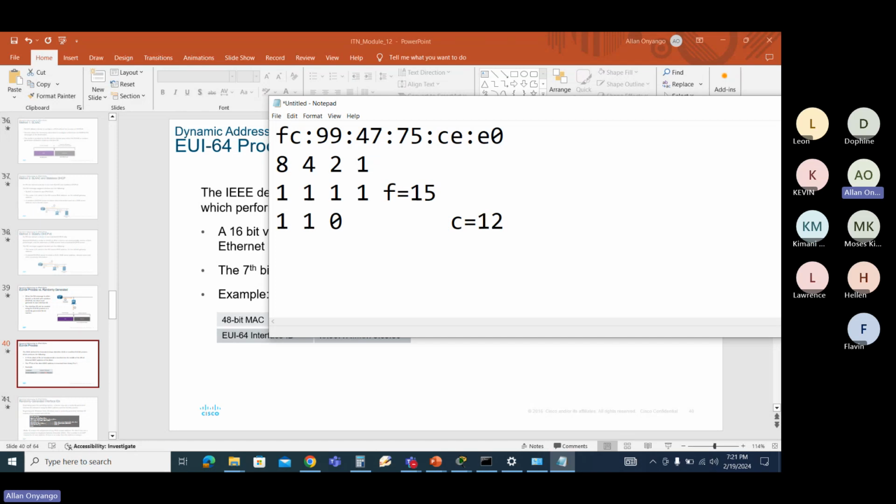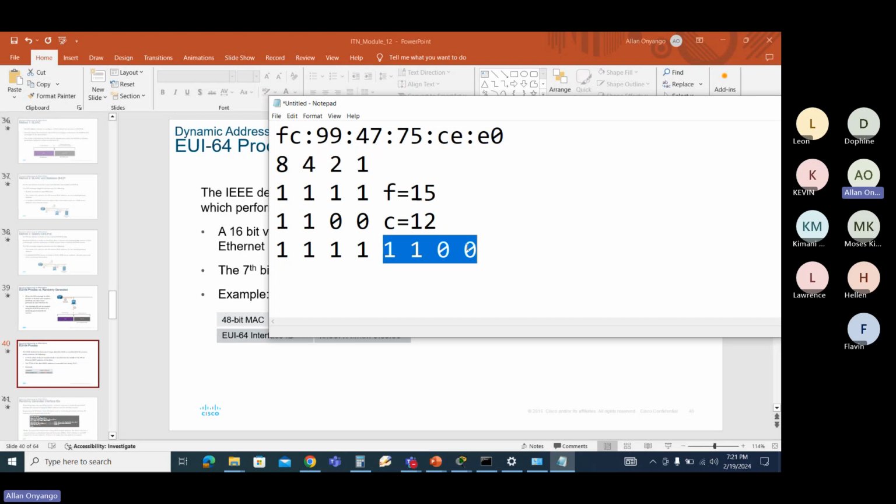Put 0 under 2 and put 0 under 1. So when you write F into binary, you actually get 1111 like this, and when you write C into binary, you actually get 1100. I'm recording, I'll send this in the group as well. So this is F, and this is C. So what we are supposed to do, we have just written F and C.